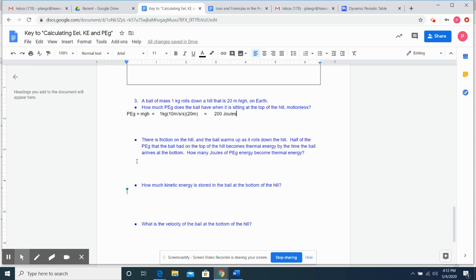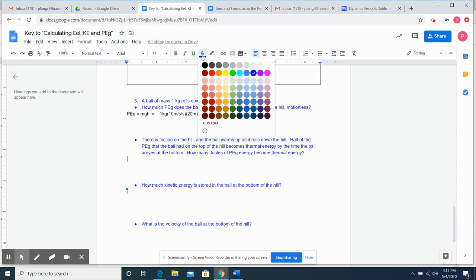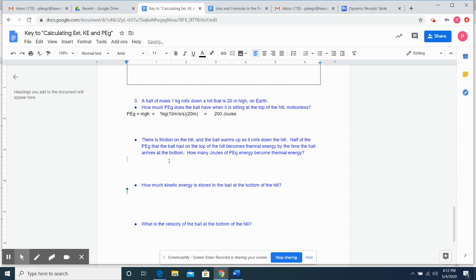Now, it says in the next part of this question, there's friction on the hill and the ball warms up as it rolls down the hill. Half of the potential energy that the ball had at the top of the hill becomes thermal energy. How many joules of potential energy become thermal energy? Well, that's a pretty simple question. We had 200 joules and half of it turns to thermal energy. The rock warms up, so that's going to be 100 joules. And so I'm just going to make that black, and 100 joules. No work really necessary for that one.